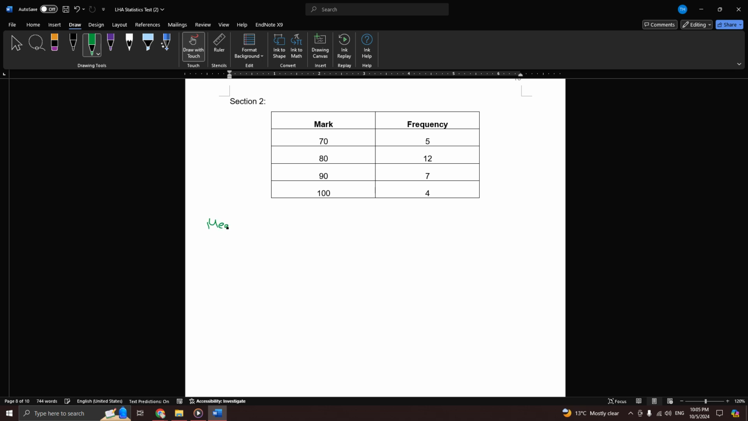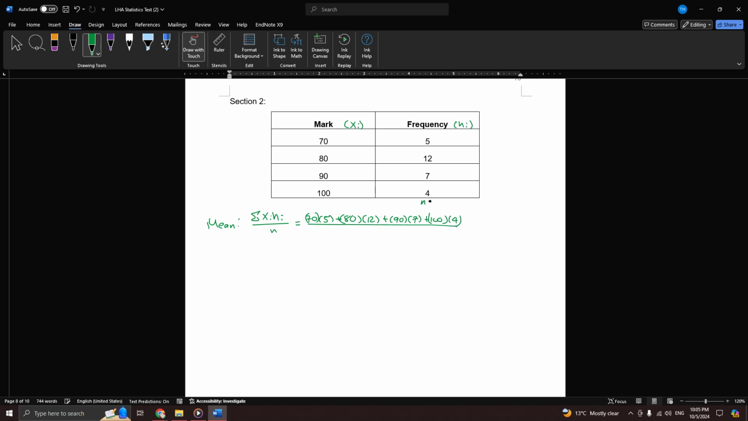How do I find my mean for a condensed data table? The formula is the sum of xi ni over n. So this is ni. This is my xi. That's my score. Okay. So let's take all of our scores, multiply them by their frequency, and we're going to get our mean. So here we have 70 times 5 plus 80 times 12 plus 90 times 7 plus 100 times 4.